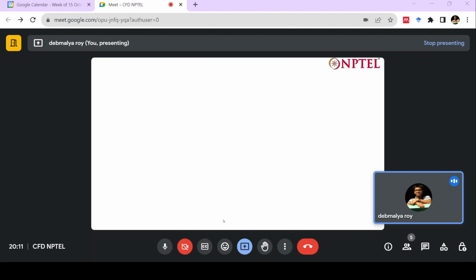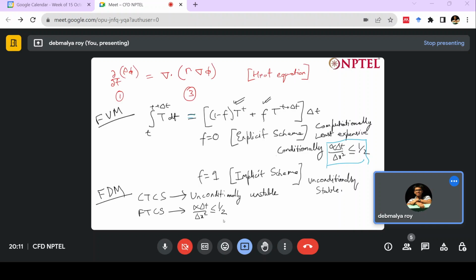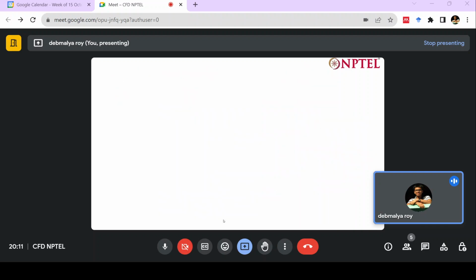Now after this we will discuss the solution techniques using the matrices that we have developed from all these methods, and how to invert those matrices or solve the system of linear equations.